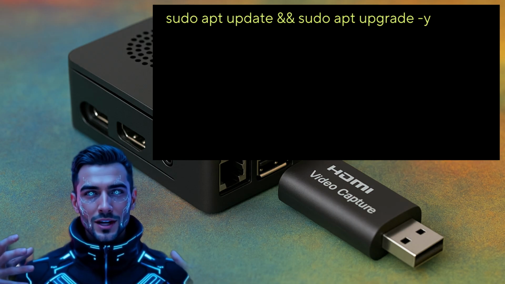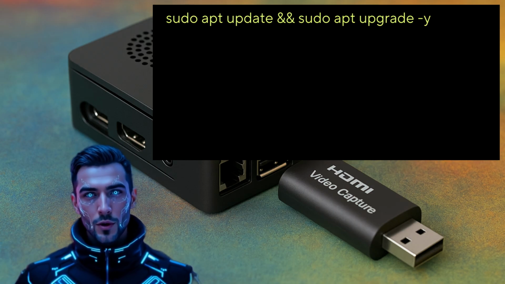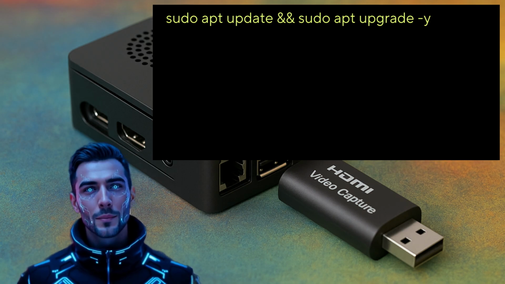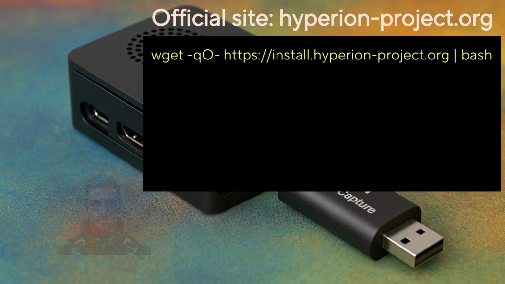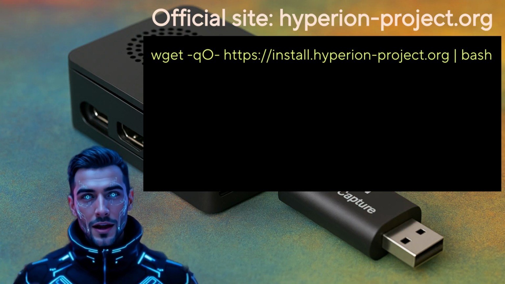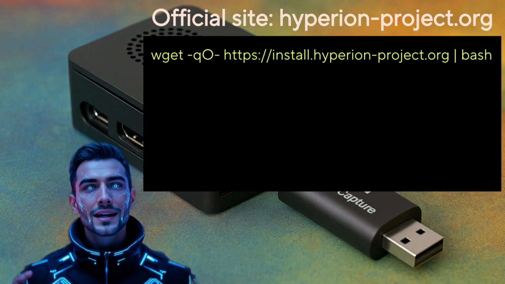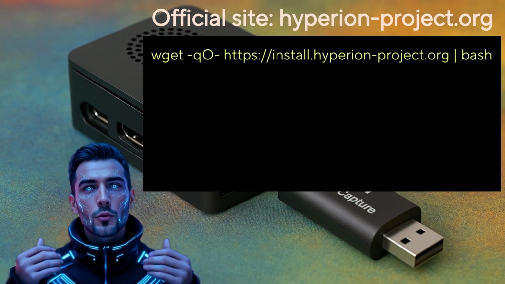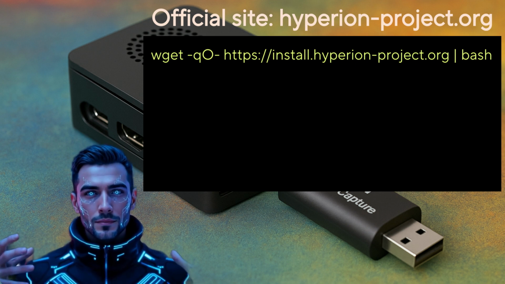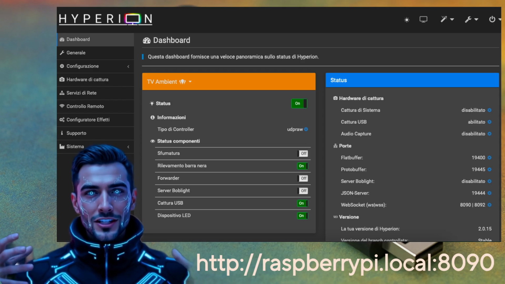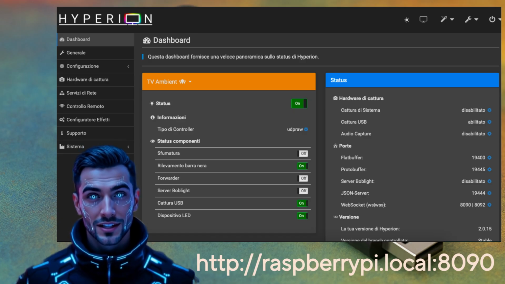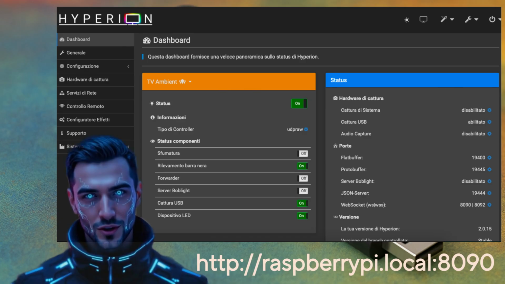First of all, let's make sure the Raspberry Pi is up to date by running the update command followed by upgrade, and wait for the operating system updates to complete. Then we install Hyperion with a single command. Open your browser and go to the official website. In the download section, find the version for Raspberry Pi. Copy the command provided and press enter to run it. As soon as the installation is complete, we can access Hyperion's web interface to configure it. And now it's Aura's turn.